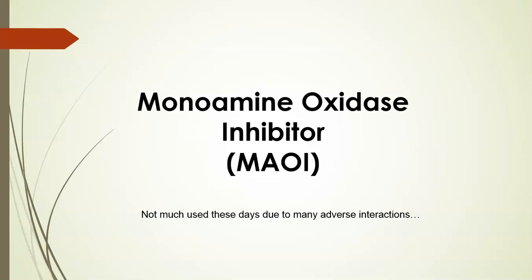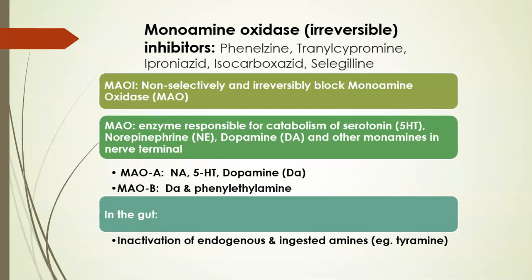Okay, just to go through briefly the monoamine oxidase inhibitors, or the MAOIs. This drug is not used much these days due to many adverse interactions, right? So tricyclics mainly because of the safety profile, and this one because of the adverse interactions. Some examples of this drug include phenelzine, tranylcypromine, iproniazid, isocarboxazid, and also selegiline.